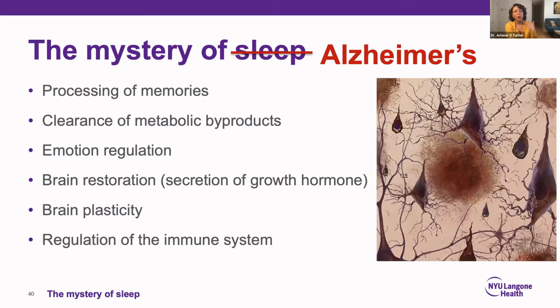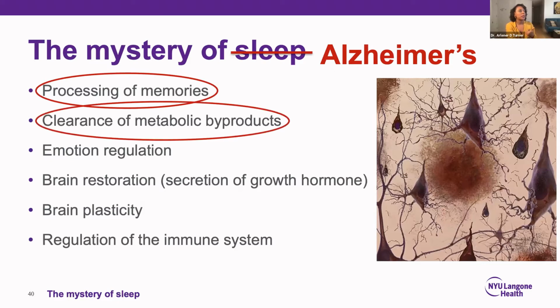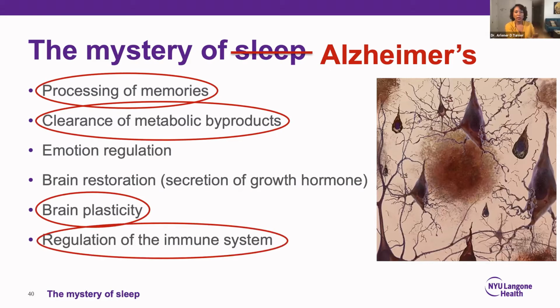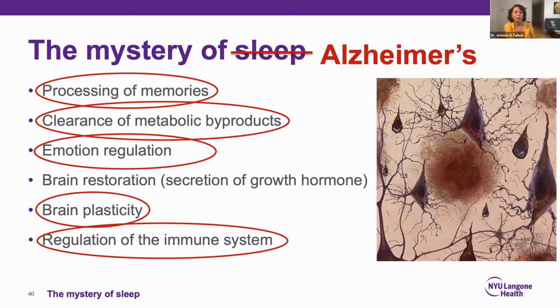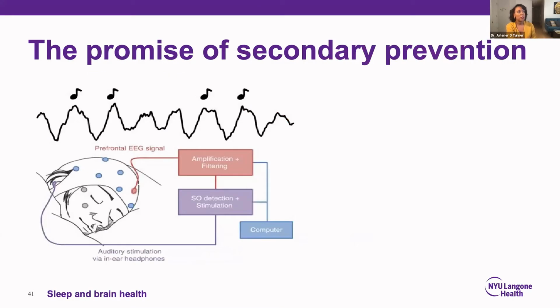But if you think about it, when we bring in Alzheimer's disease, the issues that happen include difficulty with the processing of memory, difficulty with the clearance of metabolic byproducts, issues with brain plasticity, and the regulation of the immune system and emotion regulation. All of these things are happening within Alzheimer's disease. So there is a link between sleep and Alzheimer's disease that we're really trying to untangle, for lack of a better word, with research currently. It's another reason why we speak on sleep and brain health, because if you're improving your sleep, then you are decreasing your risk of developing lots and lots of disorders, which now includes Alzheimer's disease.